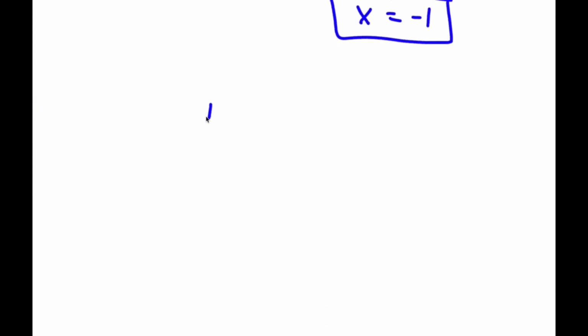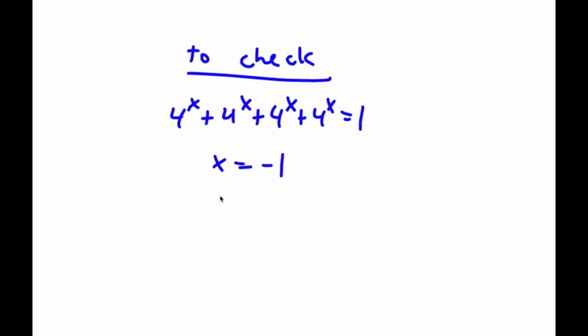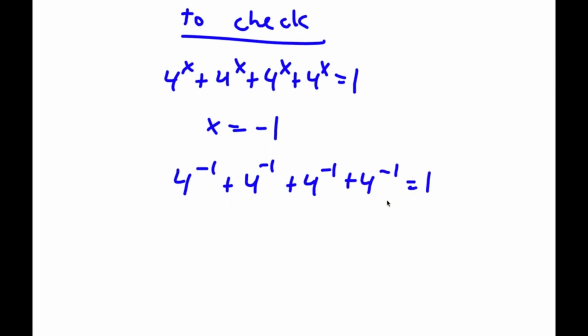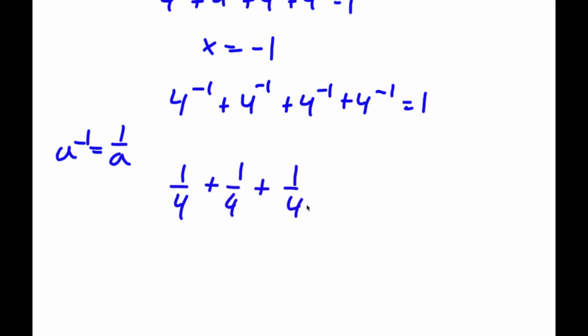Now to check, I have 4 to the power of x plus 4 to the power of x plus 4 to the power of x plus 4 to the power of x is equal to 1, and x is equal to negative 1. So now I have 4 to the power of negative 1 plus 4 to the power of negative 1 plus 4 to the power of negative 1 plus 4 to the power of negative 1 is equal to 1. And if I have something in the form a to the power of negative 1, this is equal to 1 over a. So 4 to the power of negative 1 is going to equal 1 over 4. So I have 1 over 4 plus 1 over 4 plus 1 over 4 plus 1 over 4 is equal to 1.